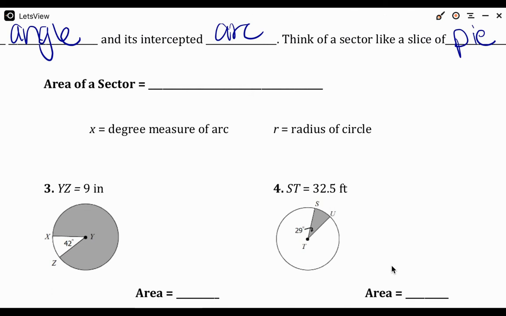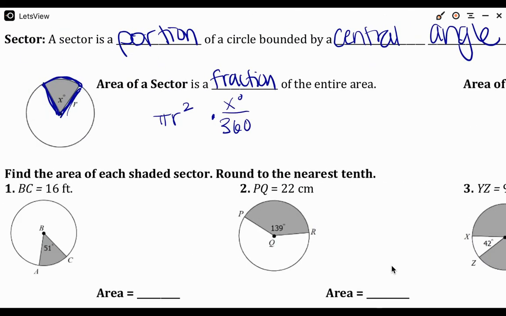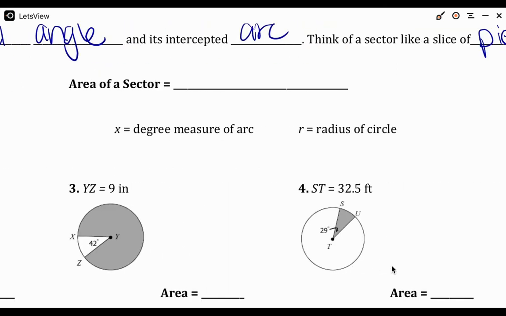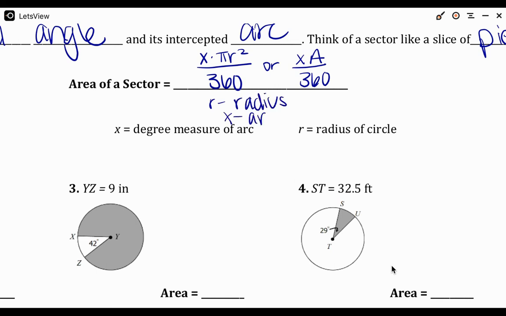We can write it the way I just wrote it on the others, where you take your area times that fraction, or you can make it one big fraction: x times pi r squared, all over 360. Or you could take x times your area over 360. So r is for radius, x is for angle, and A is for area of the whole circle.